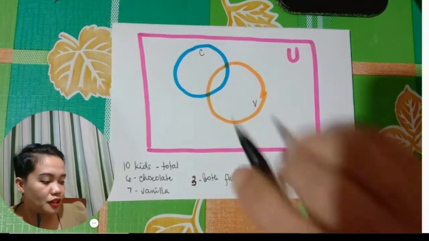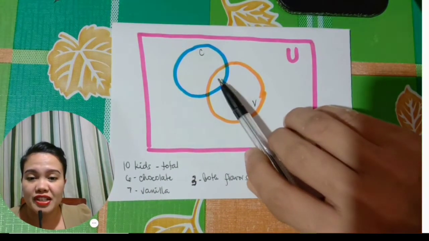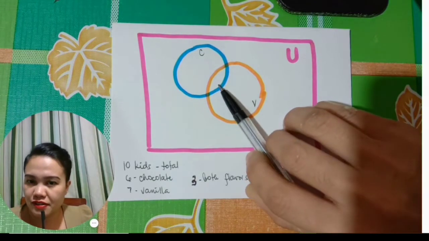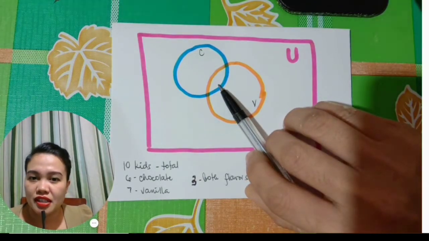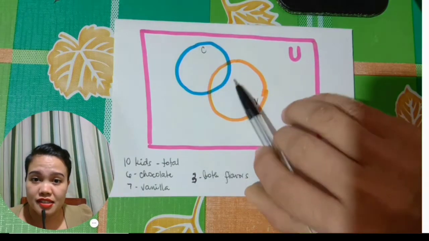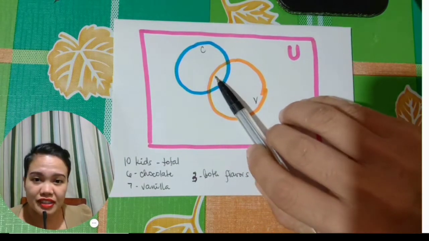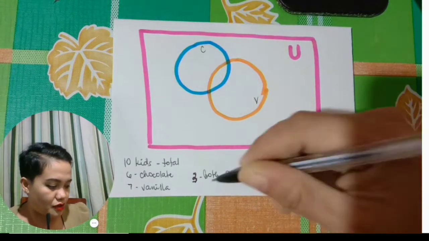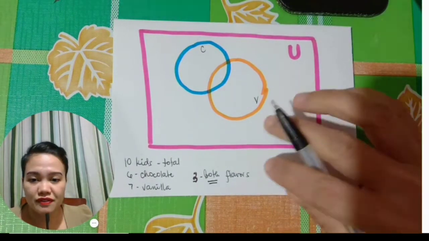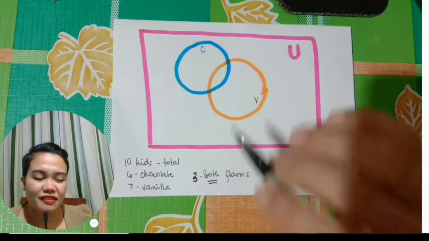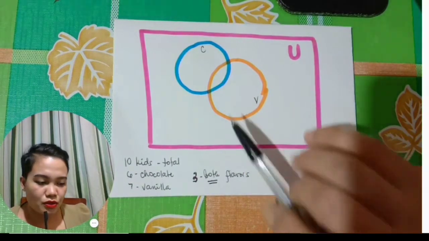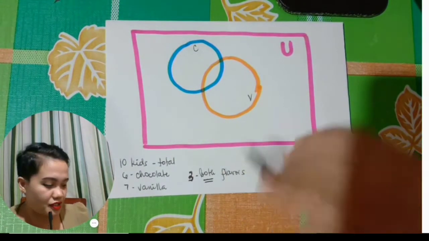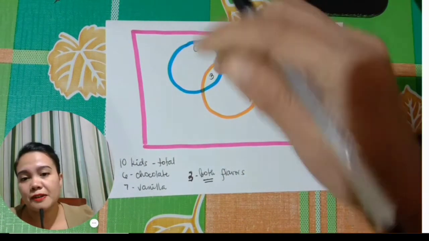You have to start with the innermost part of your Venn diagram. What is this? This is your intersection, which means it is part of chocolate and of course also part of vanilla. So we can take note of the keyword both for this region. So since three kids chose both flavors, we can write 3 here.